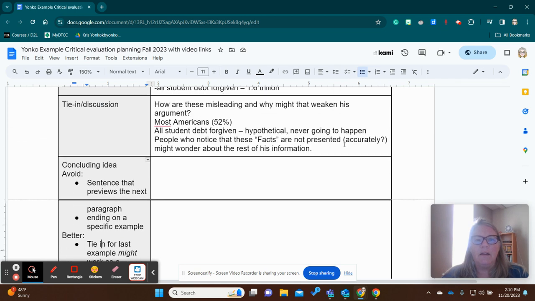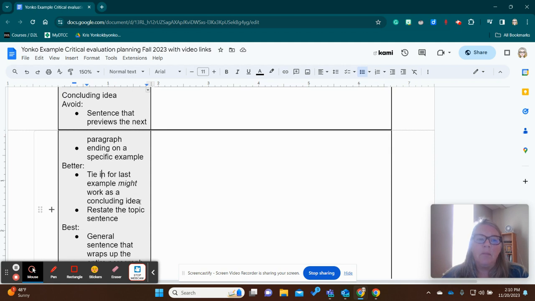Your tie-in, depending on how specific it is, your tie-in for your last example might be able to do double duty as your concluding idea. The problem with that is that sometimes that tie-in is only related to the last example versus related to the whole paragraph. So it might sound a little off, but it's better than nothing, and it's better than here's my next paragraph. So that might work.